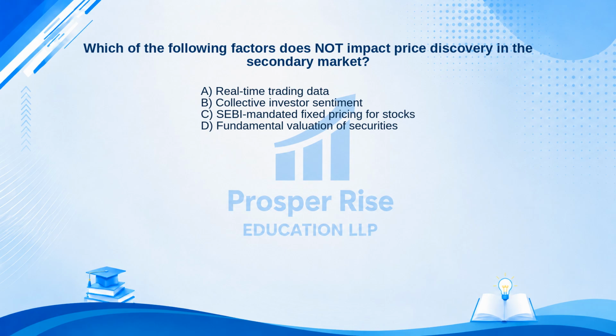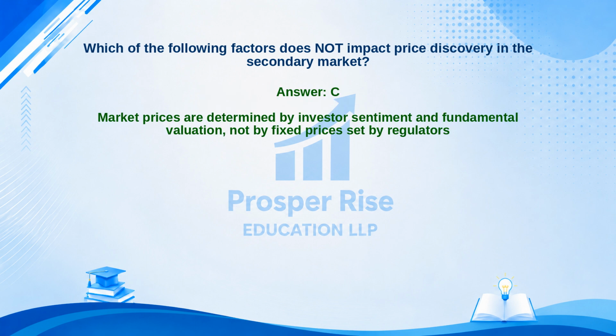Take a moment to pause the video and decide. The correct answer is option C. Let's see why. Market prices are determined by investor sentiment and fundamental valuation, not by fixed prices set by regulators.